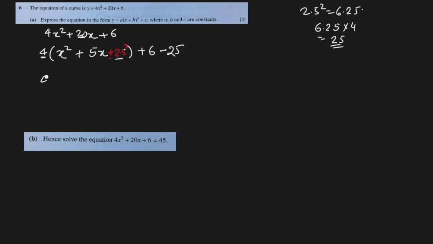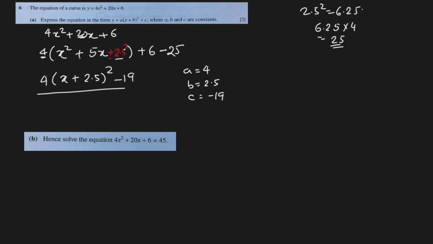And now we will complete this square, which will be 4 times x plus, the sign is taken from the middle one, and 2.5 from the last one, and square comes out, minus 19. This is the format, and we can say that a is 4, b is 2.5, and c is negative 19.